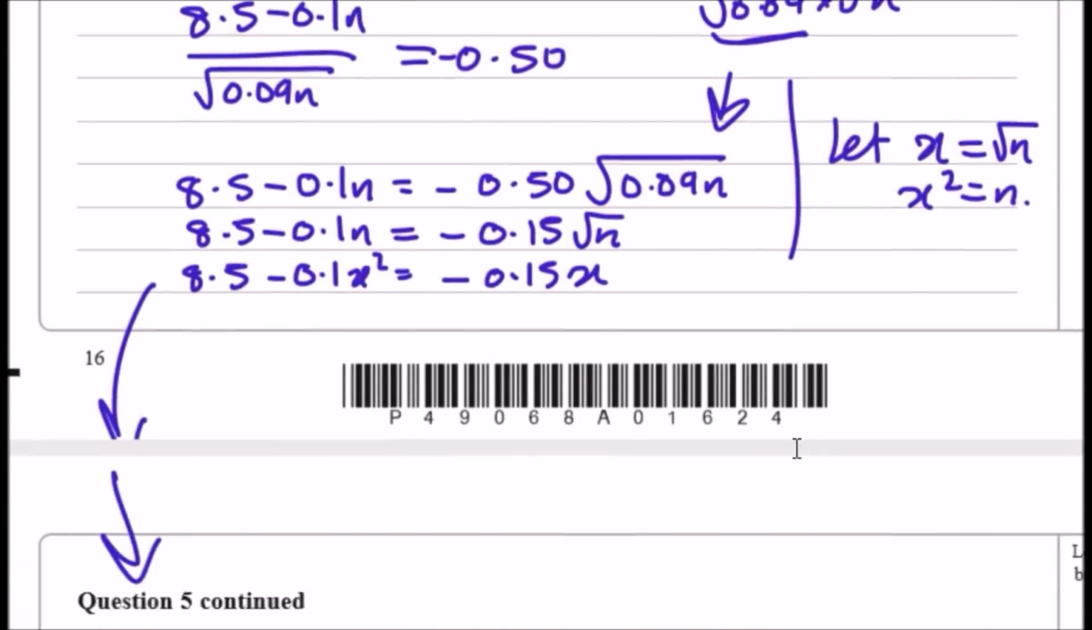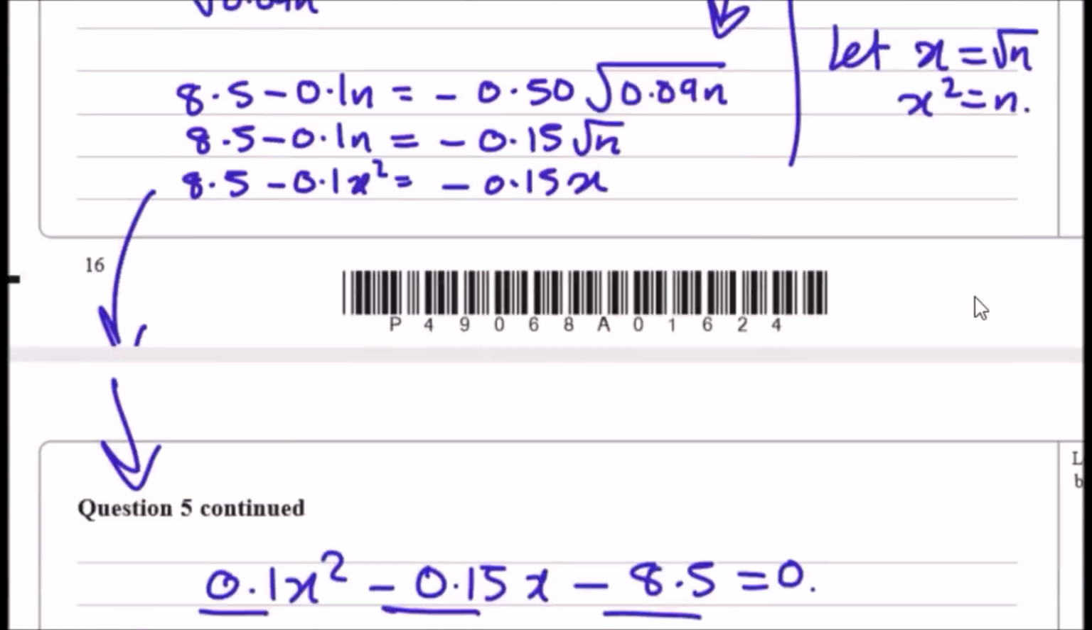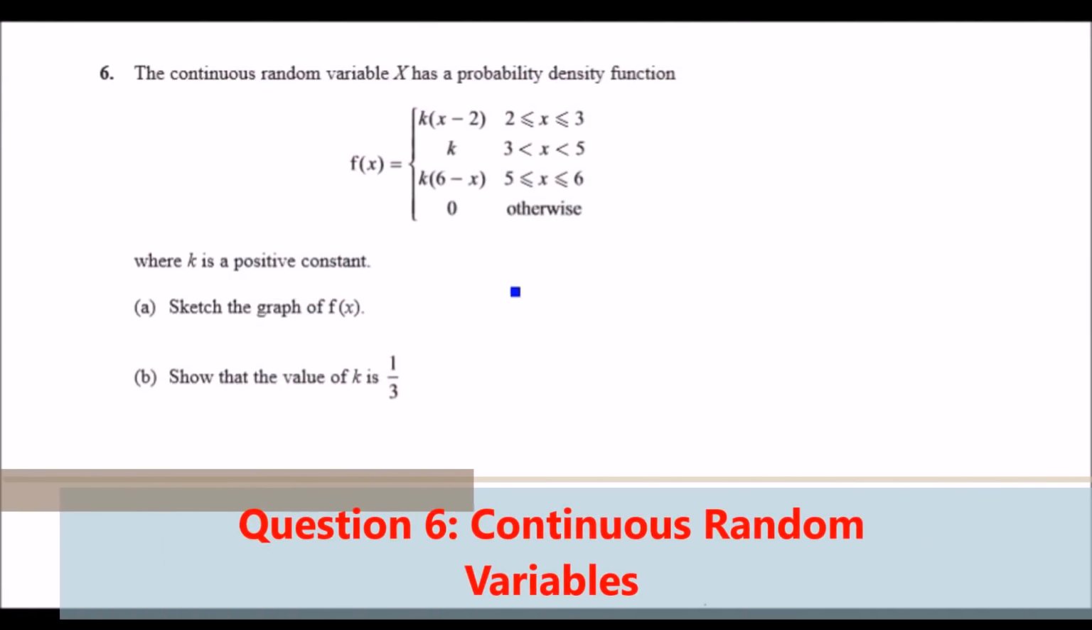And then squaring this, you should eventually get x squared, which is of course 100. And yeah, that's it. And then since x squared is 100, well, n is clearly 100, since x squared is n. And that's it, guys. So the continuous random variable x has the following PDF.